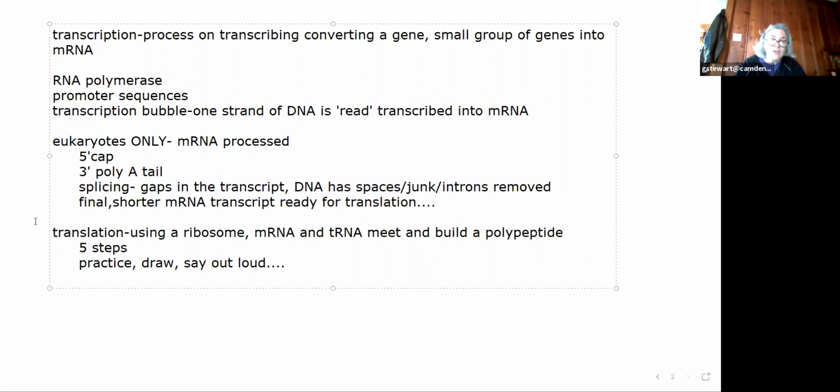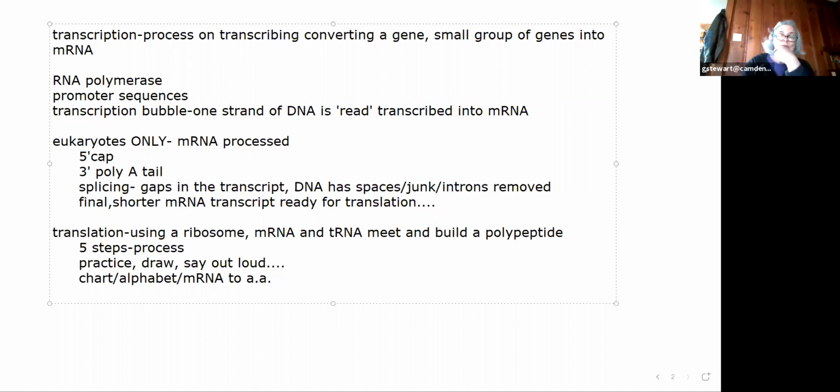Now, there's the actual process of translation. That's what I'm talking about, those 5 steps. And then there is also the mechanics, or the logistics, if you will, of the alphabet. That is that chart in your textbook that shows the messenger RNA codons, right?